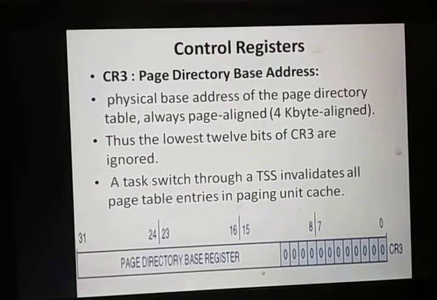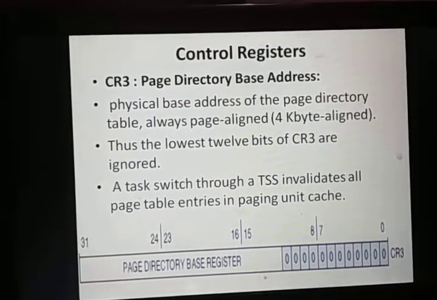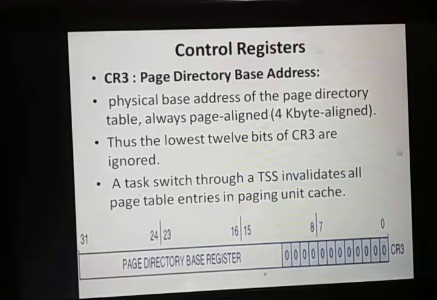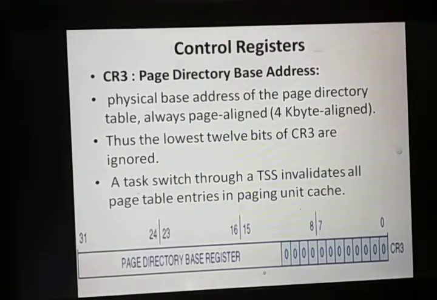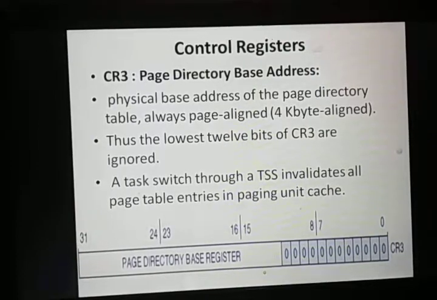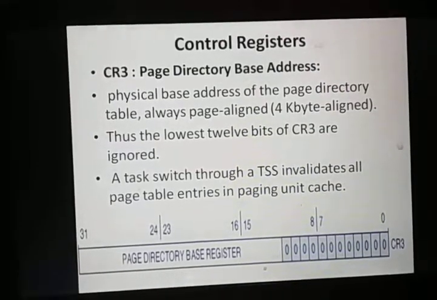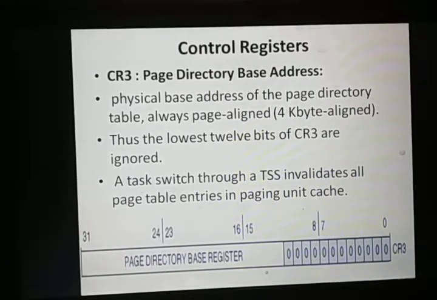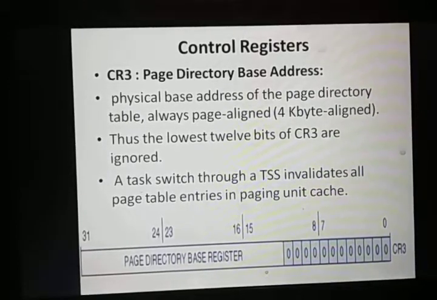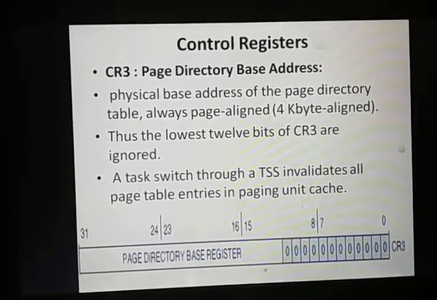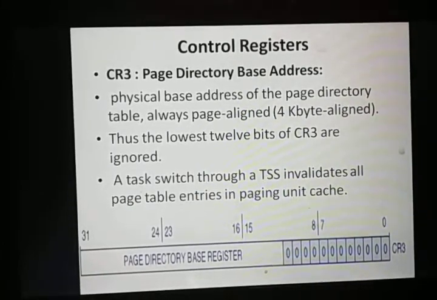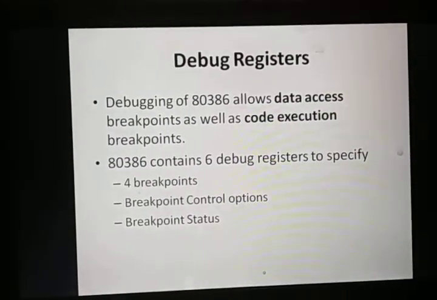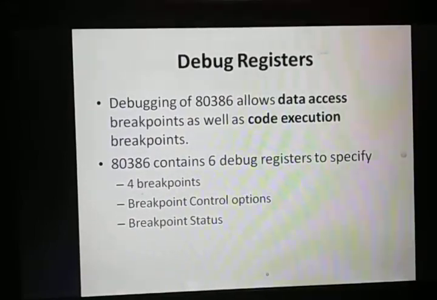This is the page directory base address register that contains the base address of the page directory table. The physical address of the page directory table is always page aligned, meaning 4K byte aligned. Thus the lowest 12 bits of CR3 are ignored. A task switch through the task state segment invalidates all page table entries in the paging unit cache. So this is the working of control register 3, the page directory base address register. It is page aligned and the page size is fixed at 4K bytes. The lower 12 bits of CR3 are ignored, meaning we do not use them for anything, and the upper bits are used for the page directory base address. Then the debug registers we will discuss in the next lecture. Thank you.